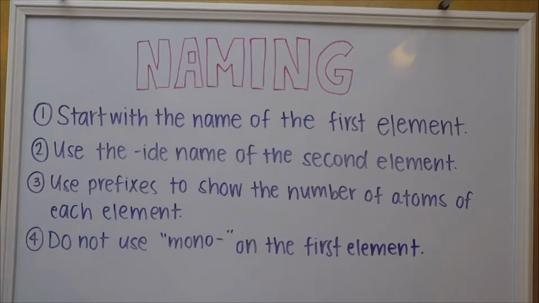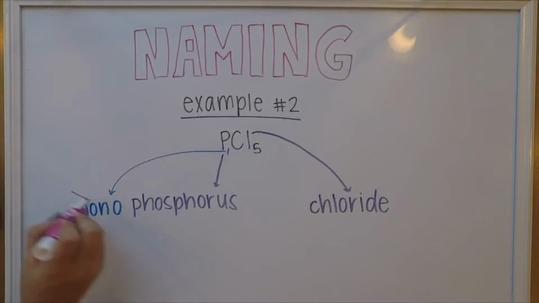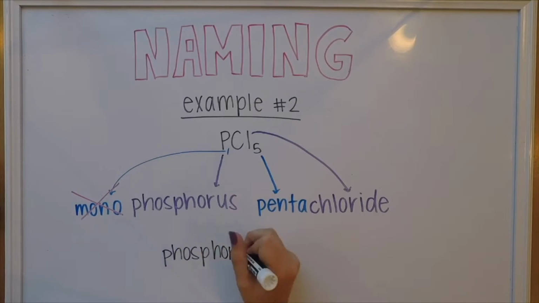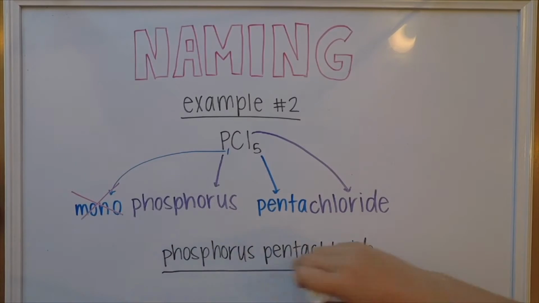But remember that you can't use mono on the first element, so you can simply cross off mono in front of phosphorus. Since there are 5 atoms of chlorine, add penta in front of chlorine. So the final name for PCl5 should be phosphorus pentachloride.